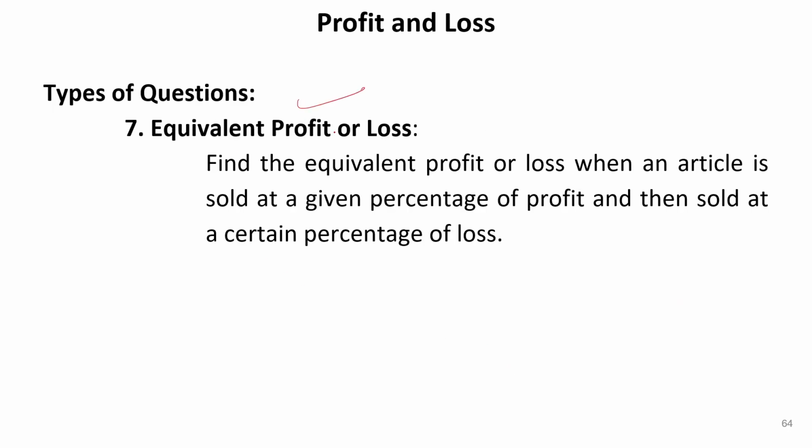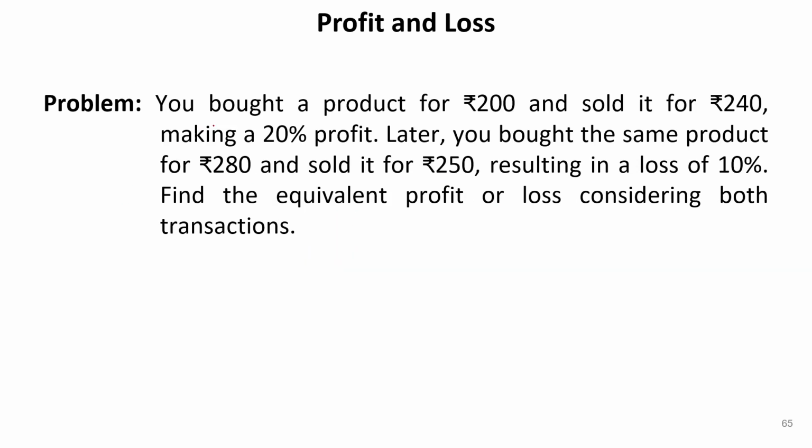So, equivalent profit or loss. Find the equivalent profit or loss when an article is sold at a given percentage of profit, then sold at a certain percentage of loss. This is the sixth kind of question. So let's see a problem on this to get a better grasp of it. You bought a product for 200 rupees and sold it for 240 rupees, making a 20% profit.